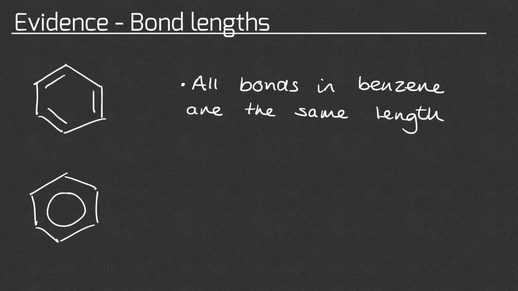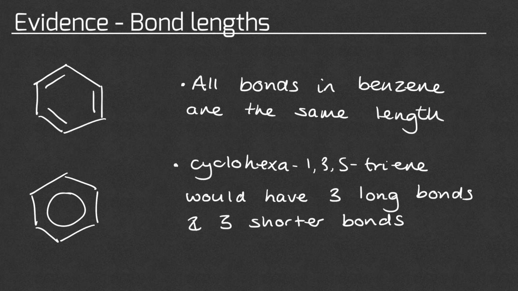So if we take a sample of C6H6 or benzene and we measure the bond lengths in it, all of the bonds in benzene are the same length. So all the carbon-carbon bonds are the same length. This means the Kekulé structure, or cyclohexa-1,3,5-triene, can't be the correct structure of benzene. In the incorrect Kekulé model, it should have 3 long bonds for the single bonds and 3 shorter bonds for the double bonds.